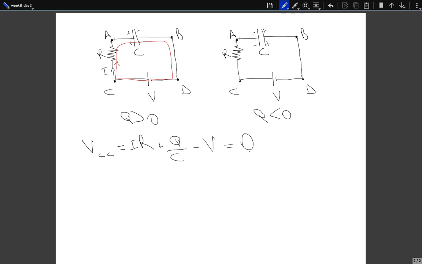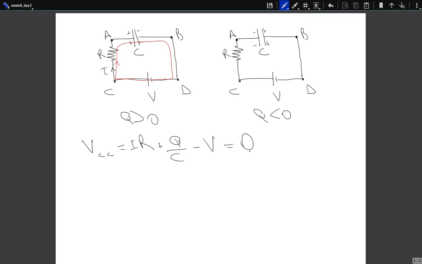So what are my unknowns? What are the quantities you would like to find? We want to find the current, and R is already given. Once you build your circuit, you already know R. You already know V. So what are the things that we don't know? I is something we don't know, and Q is something we don't know. We have two unknowns, so we have to find two equations. This is just one of them.